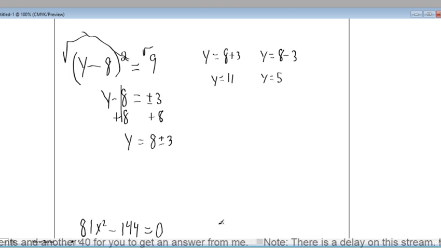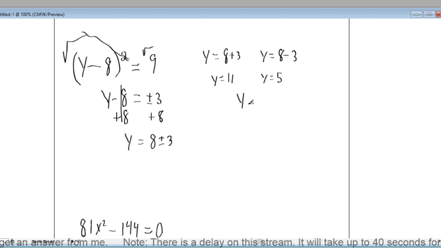And there's how we get our set. We now have a group of numbers, not just one number, but a group of numbers. So y could be 11, or it could be 5.